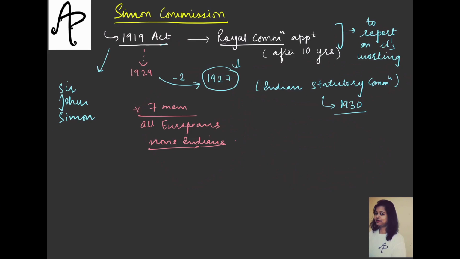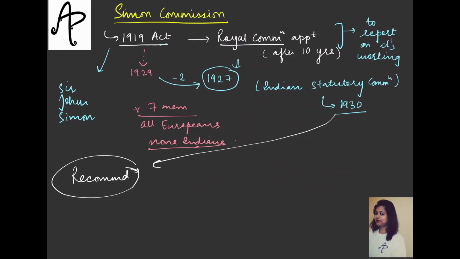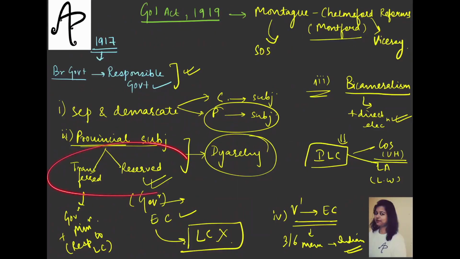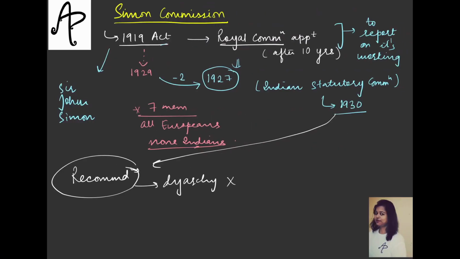Now, जो recommendations थे इस commission के, what were the recommendations? Because they submitted the report in 1930. So the recommendation was, firstly, the diarchy should be abolished. What was diarchy? I hope you remember this one, that we have seen the transferred and the reserved subjects in the provincial subjects. ठीक है, तो इन्होंने बोला diarchy को abolish करो. Then the responsible government should not only be for the center but for the provinces also. So it was about extending it to the provinces also.